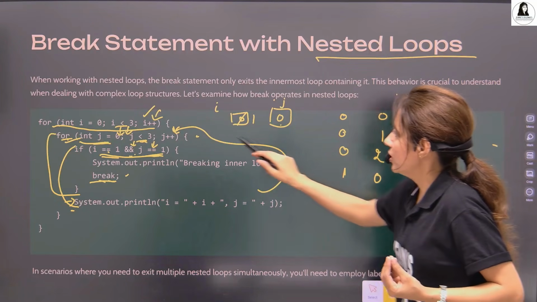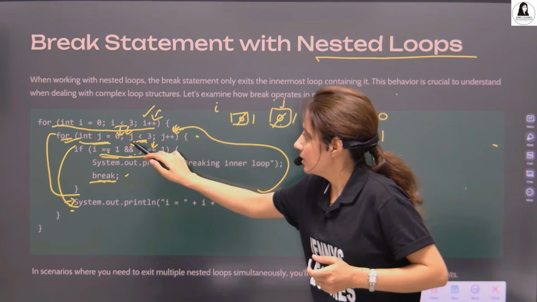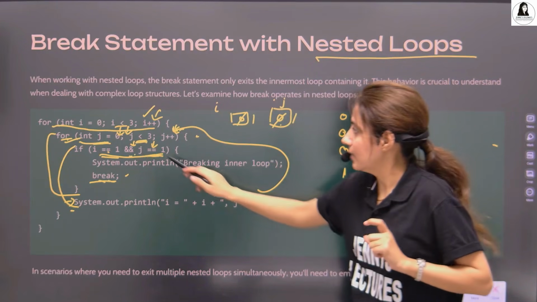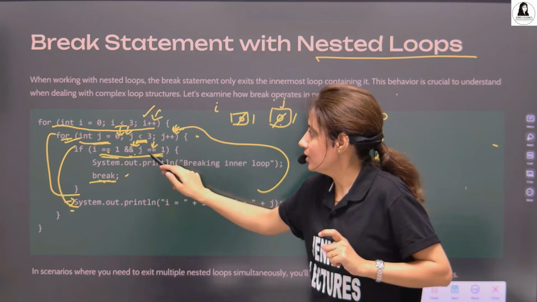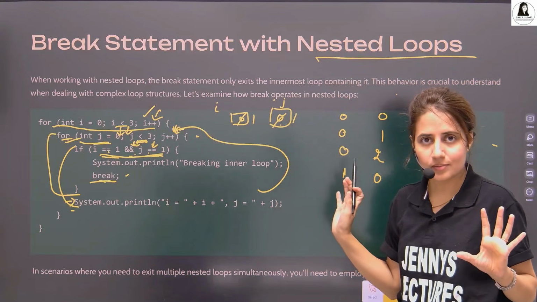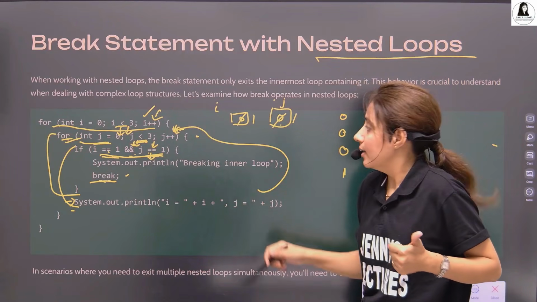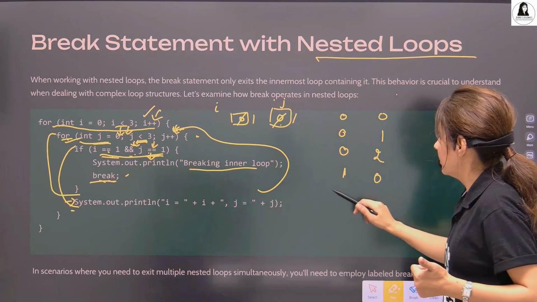Now j plus plus. We are still within the inner loop. Now j becomes 1. Is this condition true? j less than 3? Yes. Enter here. Now this condition is true. Both i and j are 1. 1, 1. Yes. So we'll enter here. And this line would be printed first here.